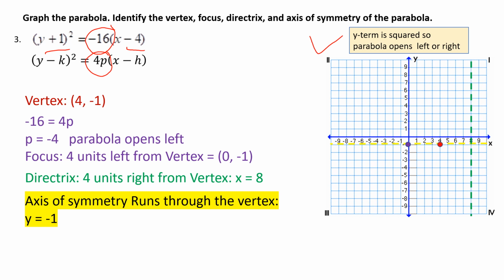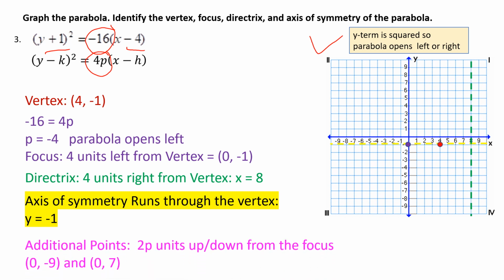To determine the width of the parabola, we take 2 additional points. So from the focus I go 2 units up, 2 units down. Remember, the parabola is going to open to the left. So I go from the focus 2P. 2P, that's 8, because P is 4. So from the focus, you go 8 units up, 8 units down, and you put 2 points, and then you graph the parabola.